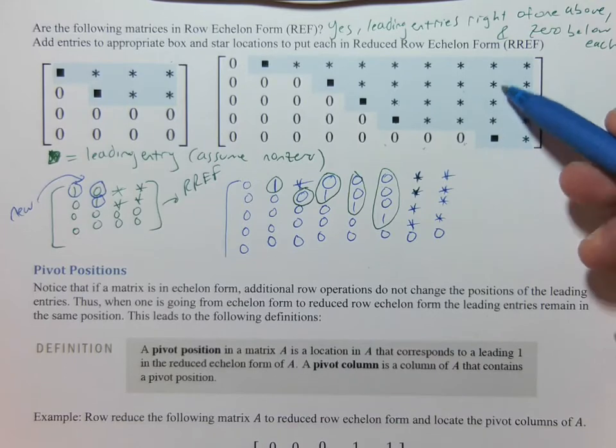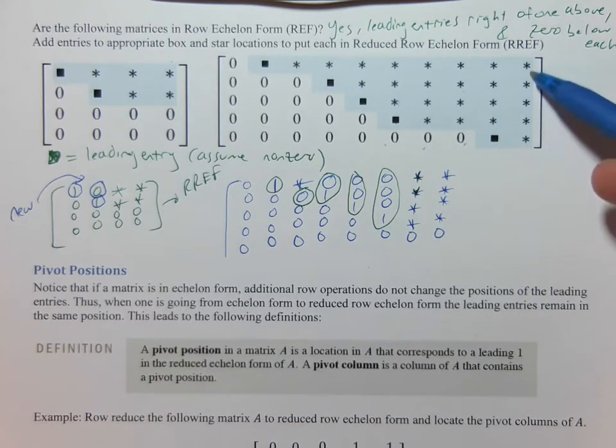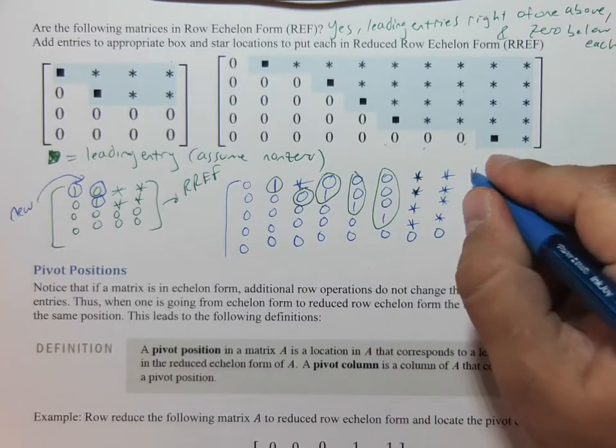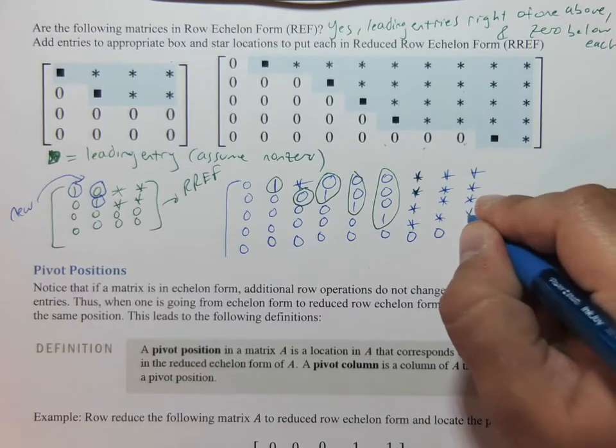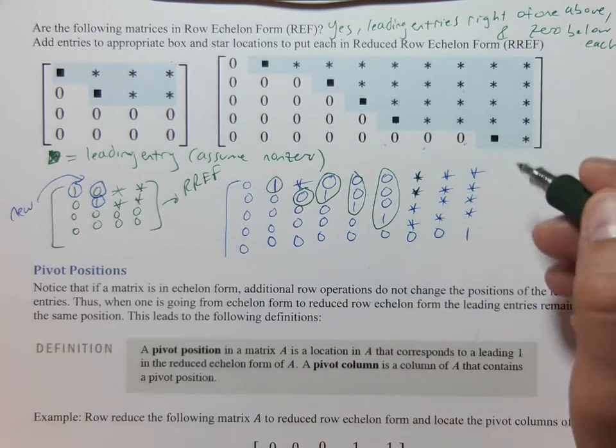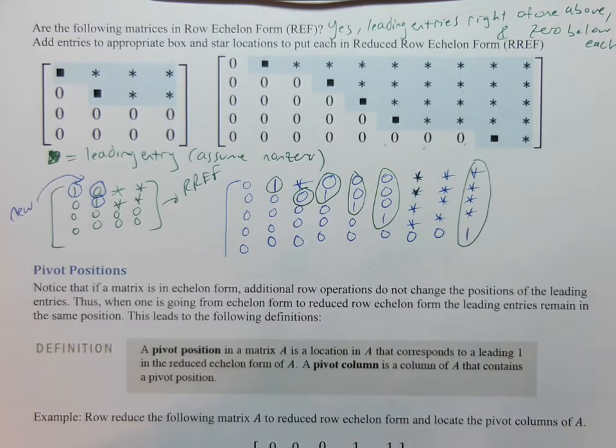That needs to be 1. Those need to be zeros. These can be anything because there's no pivots in that column. Right, so this is all changed. Oops. Those should be zeros, of course.